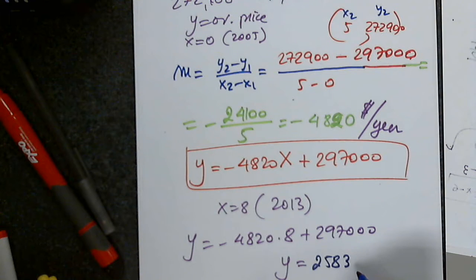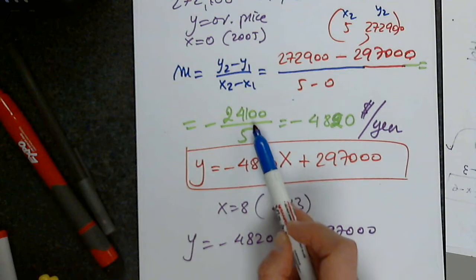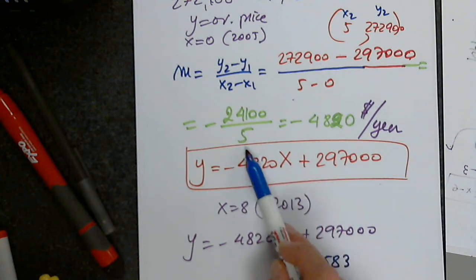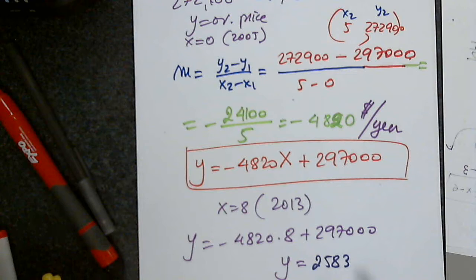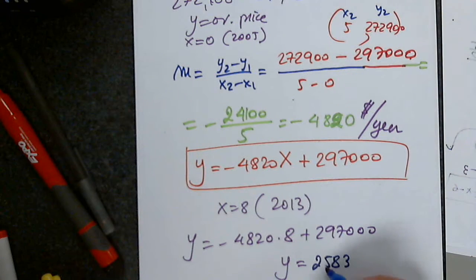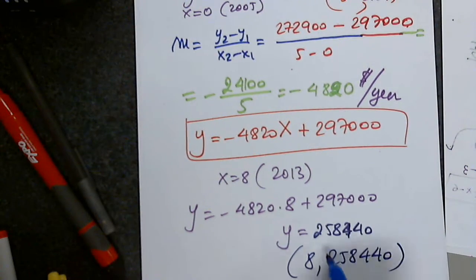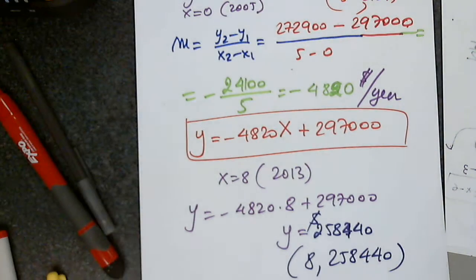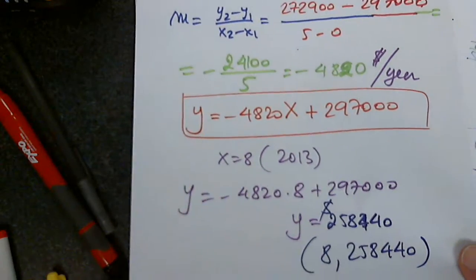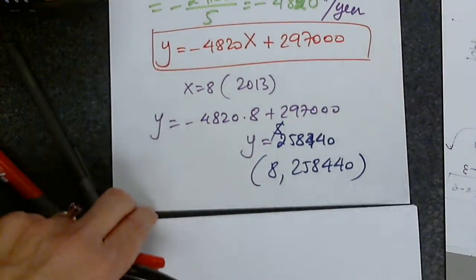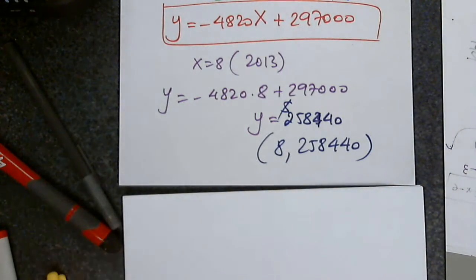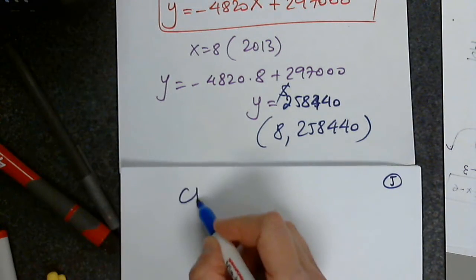Shouldn't it be lower since we're going down? I don't think that's... Is it too far? So how much is it? 258,440. 258,440. Very good. So then the ordered pair is 8, 258,440 dollars. Perfect. Any questions? Any questions here? Okay, chapter 4.